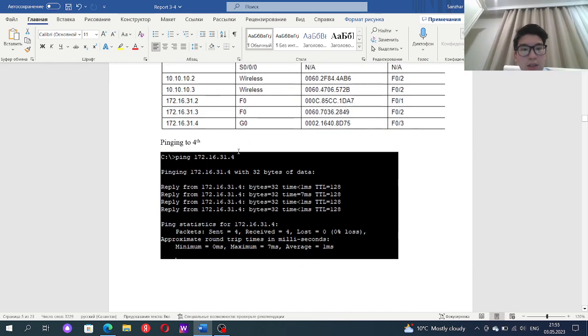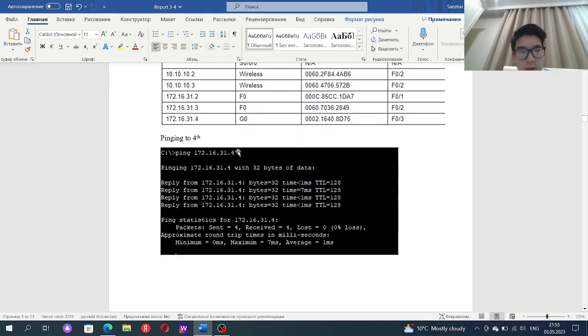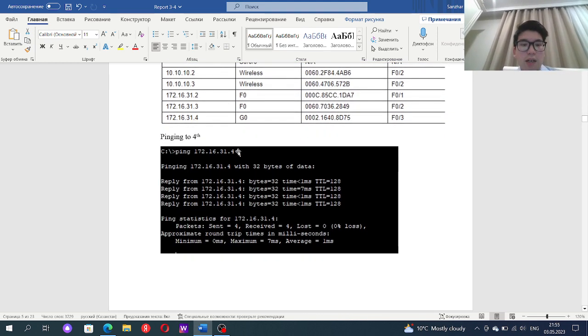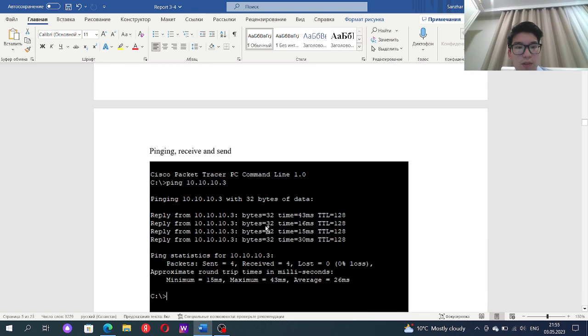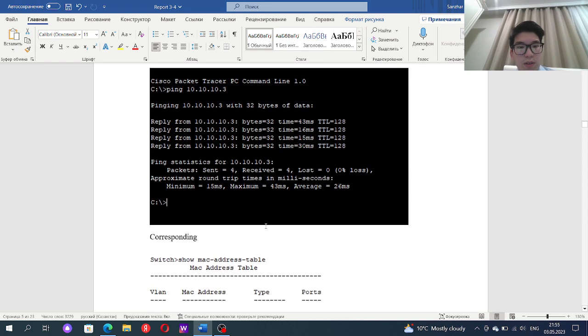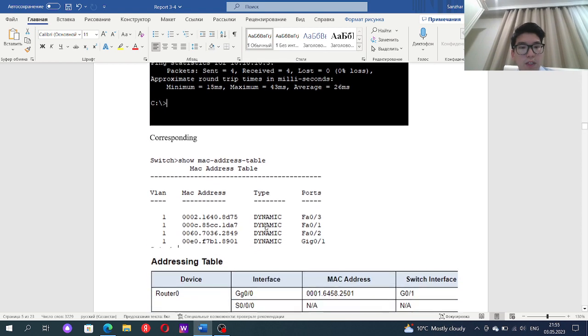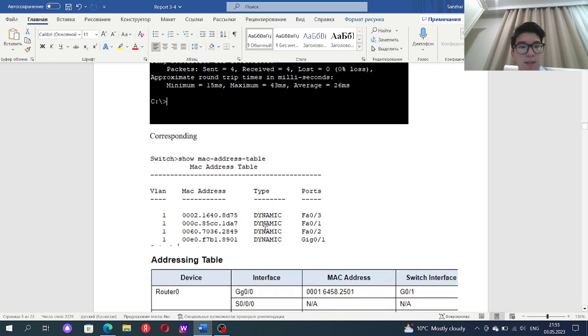Then we started pinging the fourth computer, the one ending in 4. It was pinged correctly: sent 4 and received 4, with 0% loss. Pinging received and sent, it's 0% lost, and it's fully pinged. These are the corresponding addresses.